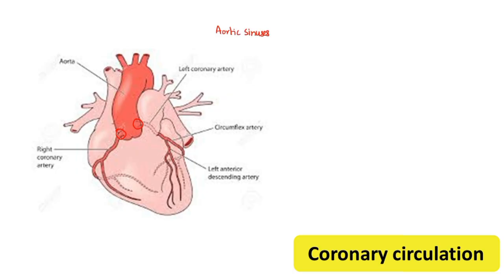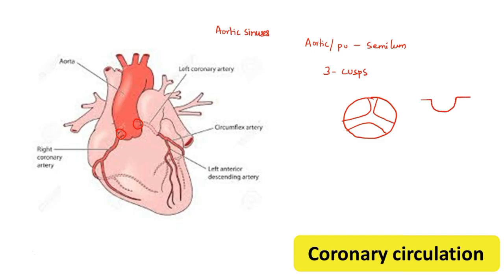What is this aortic sinus? You are aware of the fact that there are aortic and pulmonary valves, which are semilunar valves. They have 3 cusps. Let us take the example of an aortic valve. The aortic valve also has 3 cushion-like cusps, and these cusps are placed like shallow spaces.